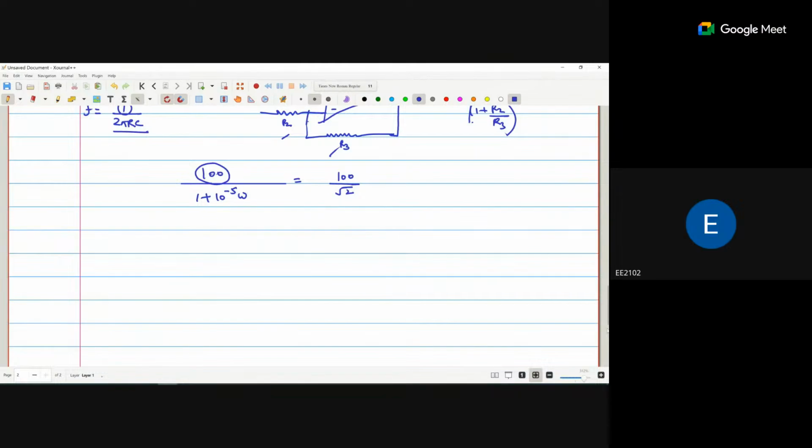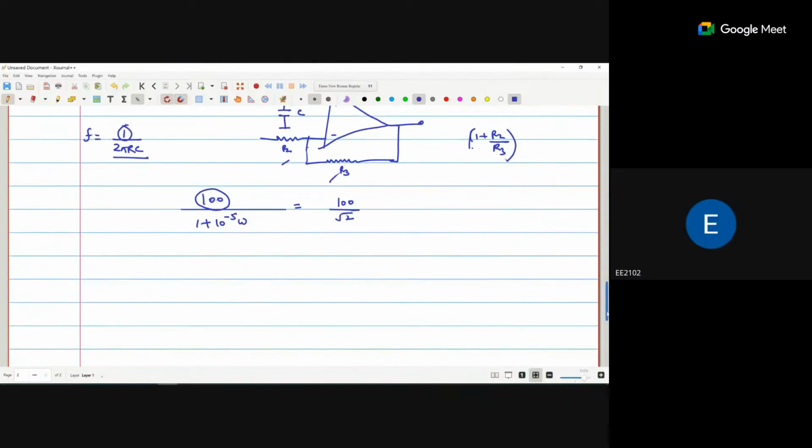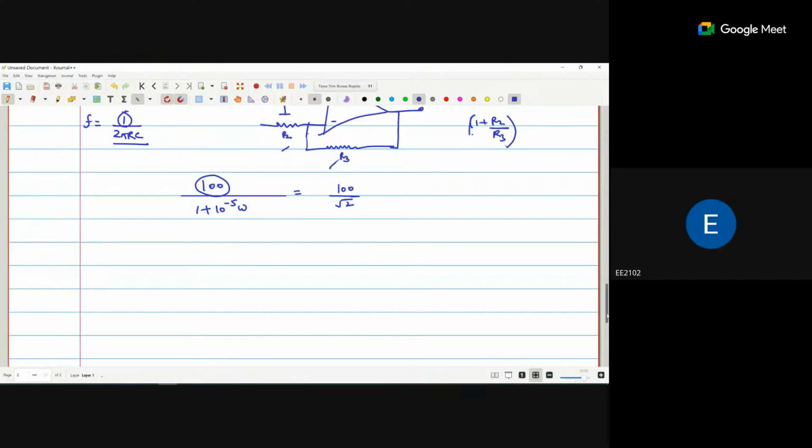Basically, in the second order, for example, if we have two RC pairs and both R will be changed, you can use the formula also. But it is better to go with V naught upon Vi and equate it to 1 upon root 2 of the maximum.